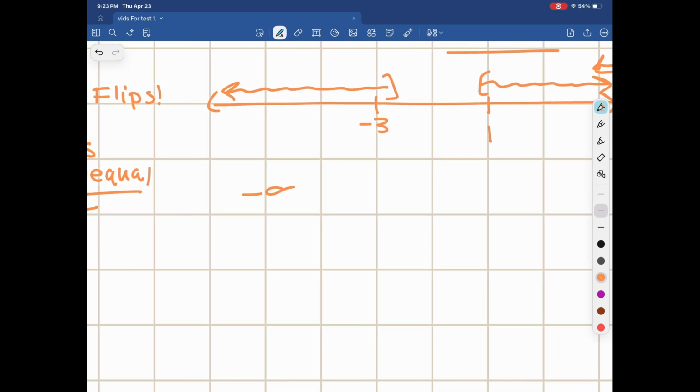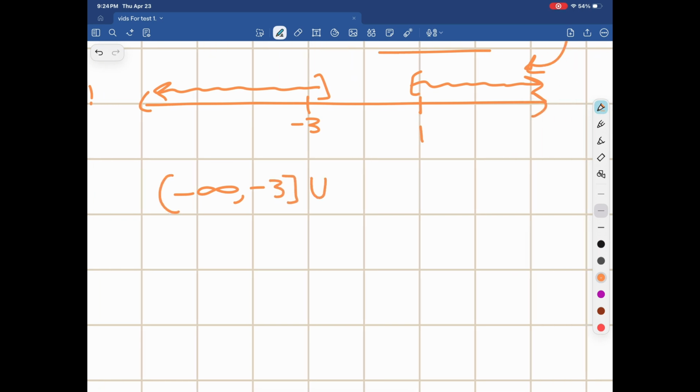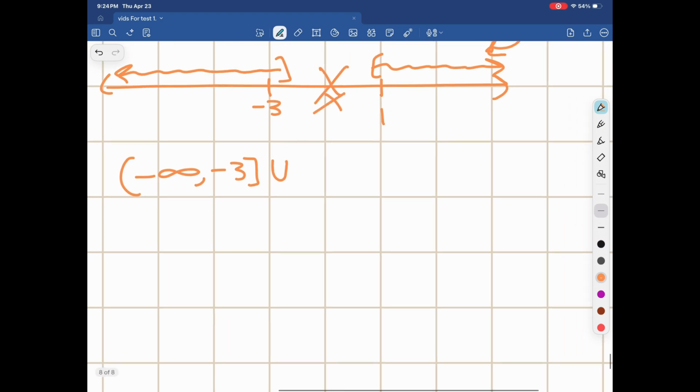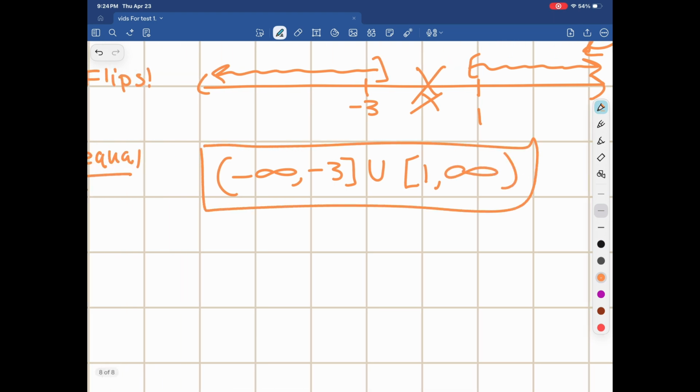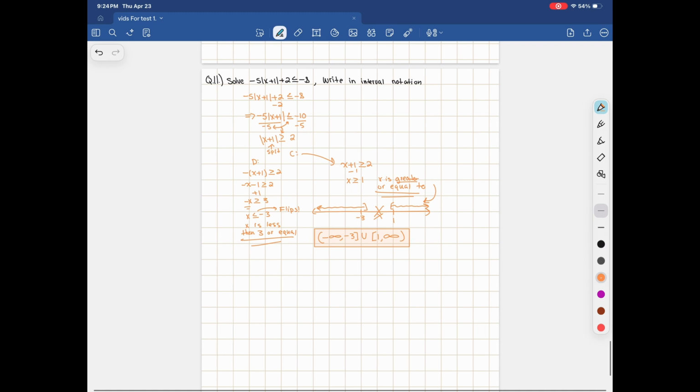So negative infinity, comma, negative 3, included. Union. Don't include anything in the middle because we don't need that, and that's what my x there represents. We're going to have 1 included, comma, infinity, because we listen to the rules after we solve the absolute value. And that is the majority of the problem.